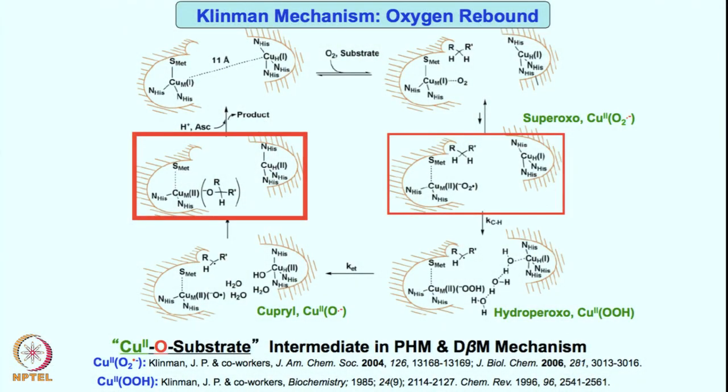Well, as we were discussing, in enzymes there is this intermediate, which is the copper alkoxo intermediate. In the last class you can see that this copper alkoxo intermediate was forming from the ligand itself. So, part of the ligand is acting as substrate.